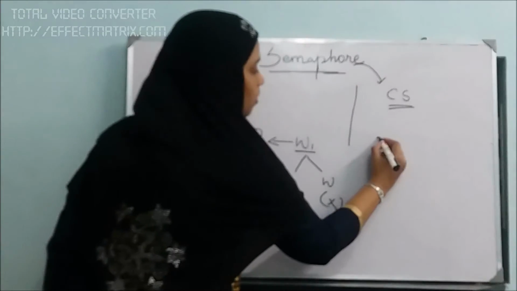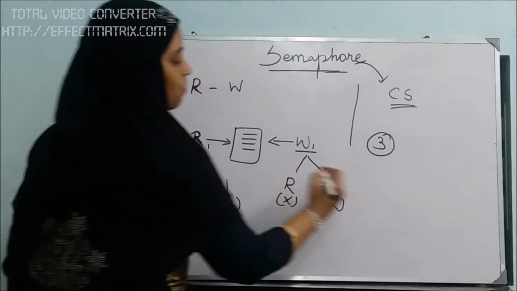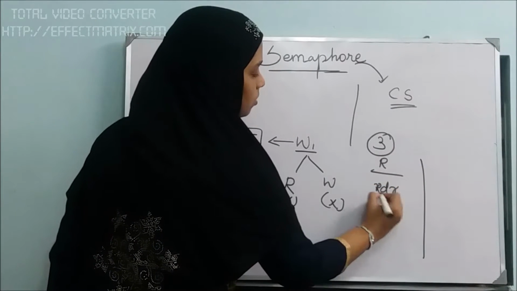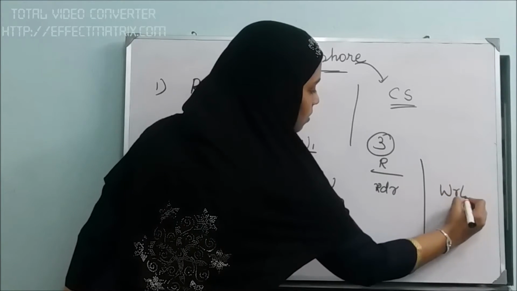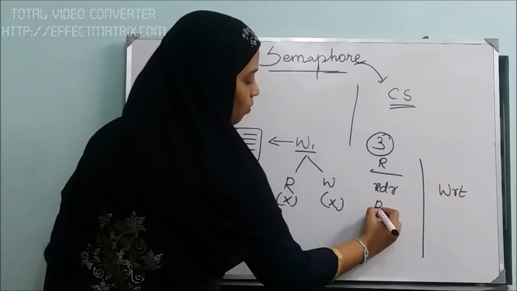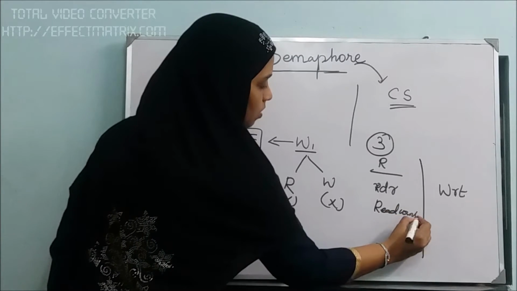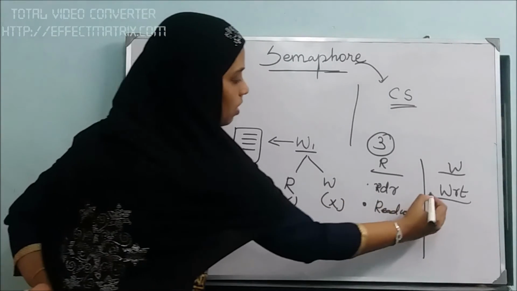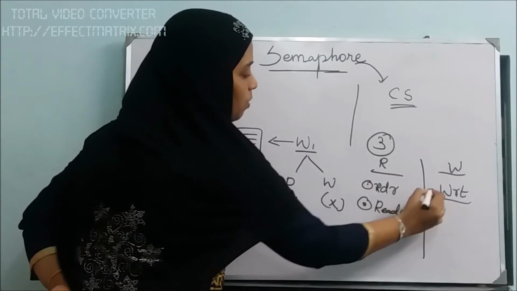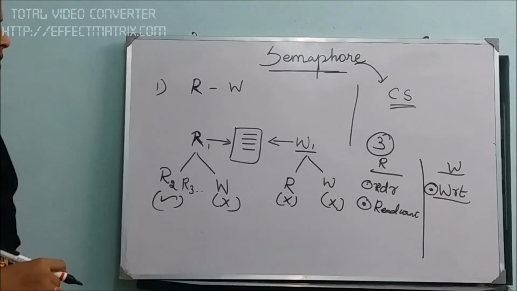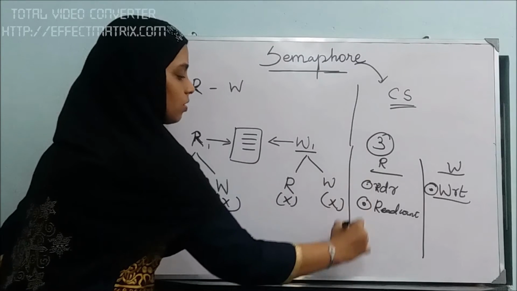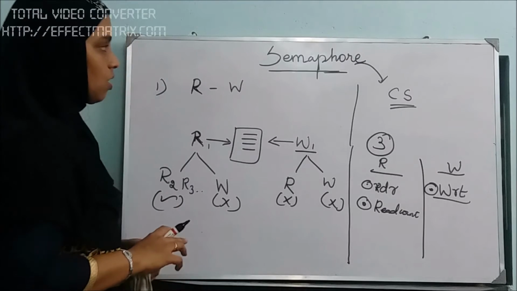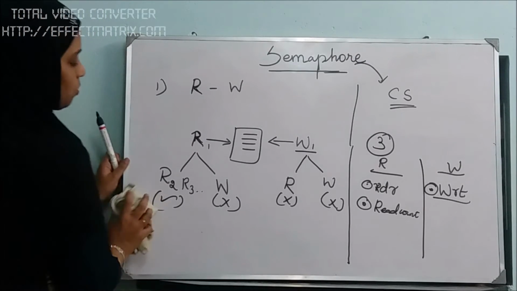We will use three types of semaphores. So what are the semaphores? At first, the reader uses the RDR semaphore value. The writer uses RWRT, a semaphore value. Another one is the read counter. So using the three semaphore values, reader, write and read count, we are going to execute the critical sections without any long wait process.